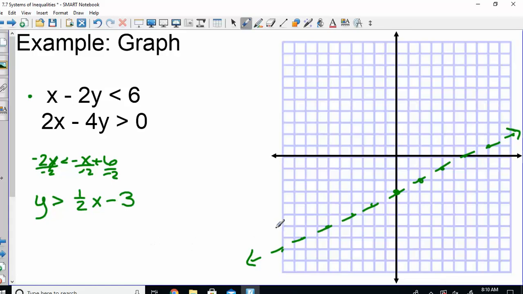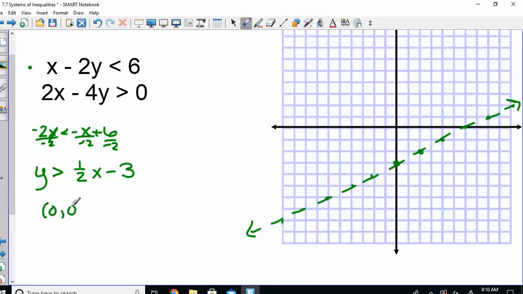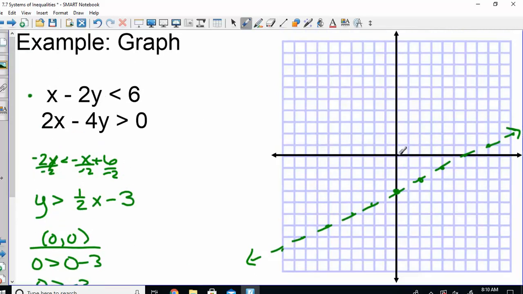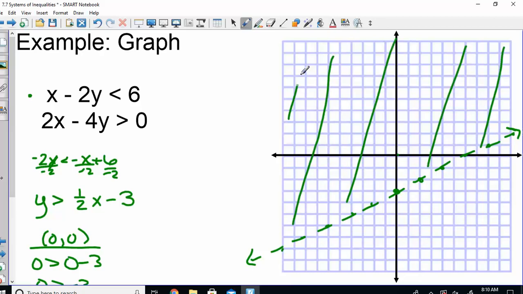Okay, can you look at this equation and tell which side of the line you're going to shade? Greater than would be above, but you could always put in a point. 0, 0 isn't on the line, so if I plug that in, I get 0 is greater than 0 minus 3, so 0 is greater than -3, and that's true. So 0, 0 works, so you shade where the 0, 0 is, so that's above. And we're just lightly shading that because it's not the final answer yet.